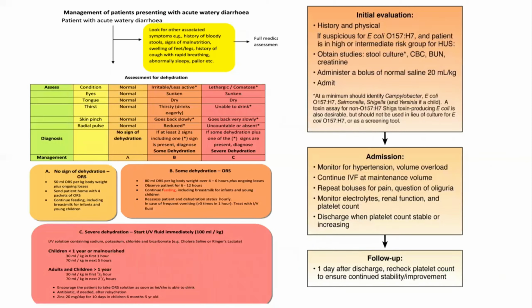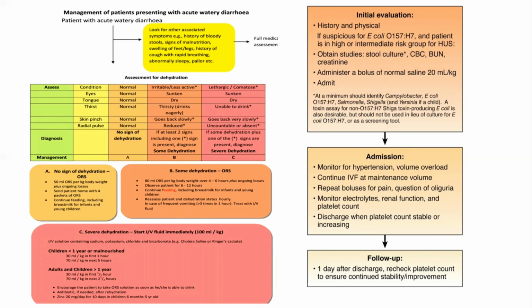Management of patients with acute watery diarrhea. If there are no signs of dehydration, 50 ml ORS per kg body weight plus ongoing losses. If there is some dehydration, 80 ml ORS per kg body weight over 4 to 6 hours plus ongoing losses. Observe the patient for 6 to 12 hours and continue feeding, including breast milk, or normal feeding for young children.